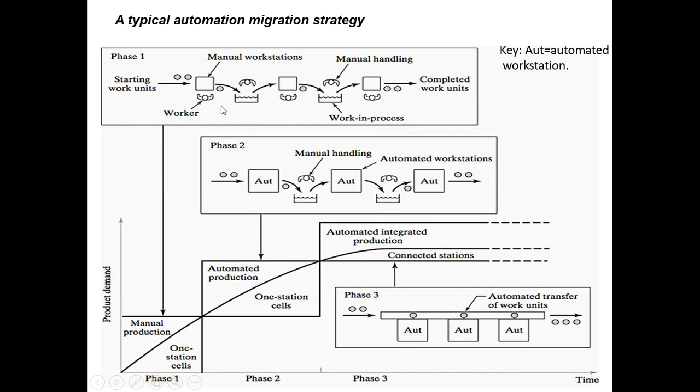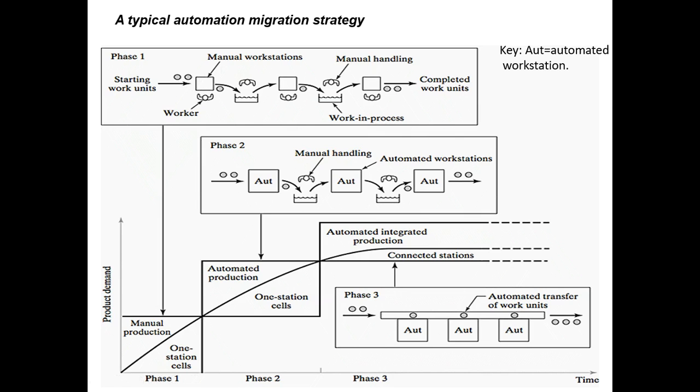Phase one indicates manual production using single station manned cells operating independently. Here you can see the three workstations shown, and here the working process will take place. So all will be carried out manually.